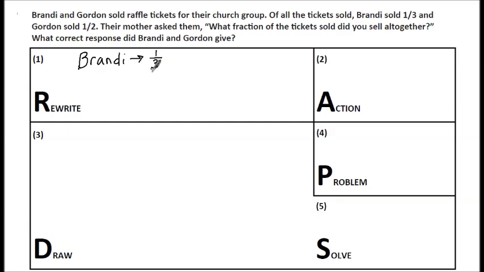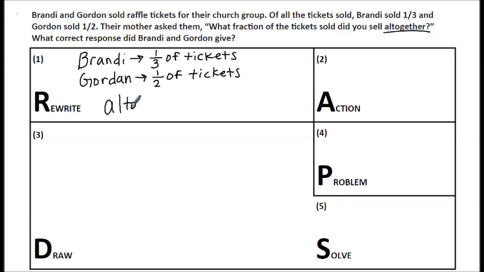So I just saw that Brandy sold 1/3 of all of the tickets. And Gordon sold half of all of those tickets. So we want to rewrite all of the important information, and normally the important information is seen with the numbers. So if I want to know what fraction of the tickets they sell all together, that's another key word. I'm going to rewrite some key words that tell me what I'm going to be doing with those numbers.